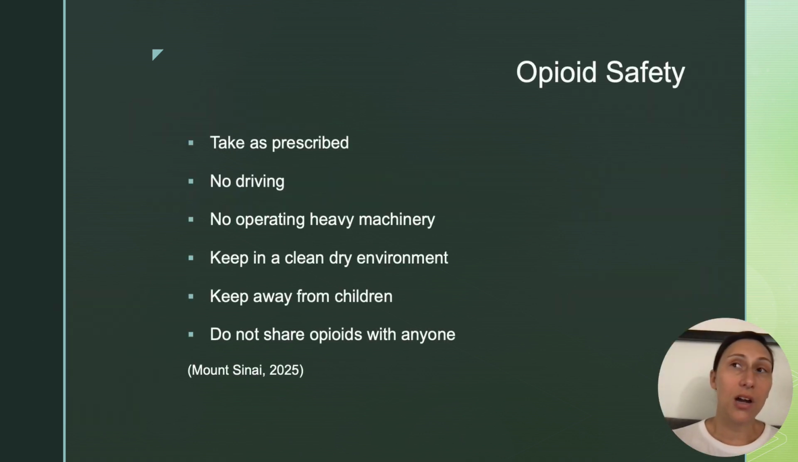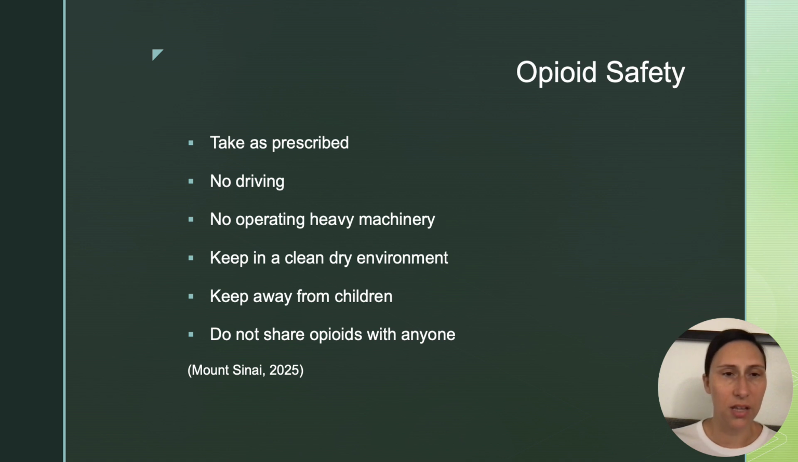All right, since we are discharging patients with narcotic medications for pain control, we always have to teach our patients about opioid safety. First and most important, we need to tell our patients to take them as prescribed. In addition, no driving. You're not allowed to drive, no operating heavy machinery while on narcotic medications. This includes equipment such as riding lawnmowers. People don't think about it, but we also discourage riding lawnmowers or any type of heavy machinery while you're on narcotic medications.